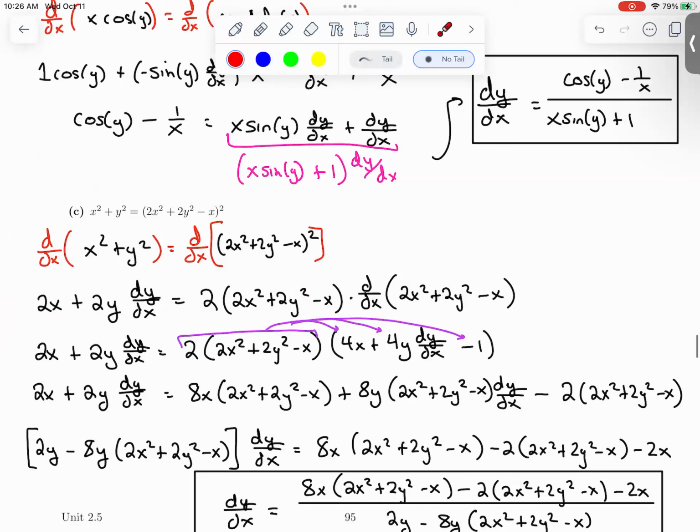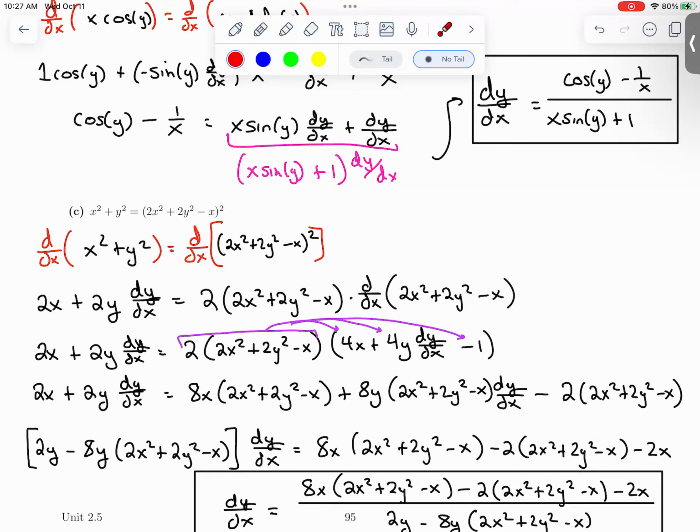Now we have the dy dx terms and the non-dy dx terms. We're going to isolate them. I'd recommend, instead of having to move a bunch of things over, I just move this one. I just move this term over to the left. But it's not wrong to do it the other way around. So I subtract off 8y times 2x squared plus 2y squared minus x dy dx from both sides. And then I've already factored it out. So the 2y right here, the minus 8y times 2x squared plus 2y squared minus x over here times dy dx. On the right-hand side, this stuck around. This stuck around. And then I had to subtract 2x from both sides.